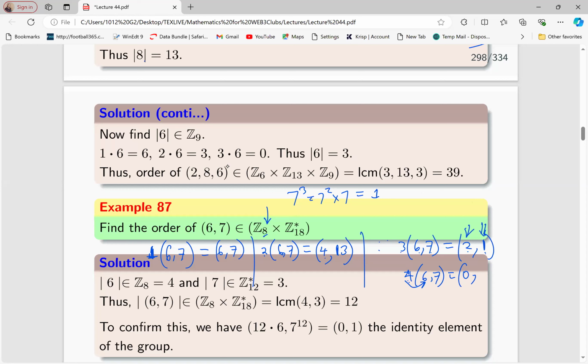So when we talk of 7 4 times, it is 7 3 times 7, but this is 1. So that gives us 7. What about 5 times? So this will be 30. 30 divided by 8. What will be the remainder? The remainder, of course, is supposed to be 6.